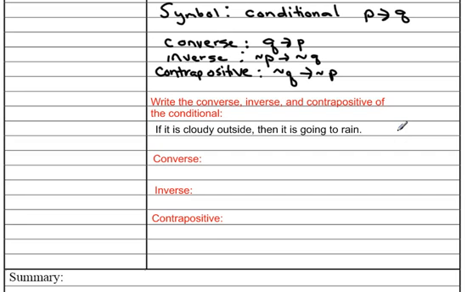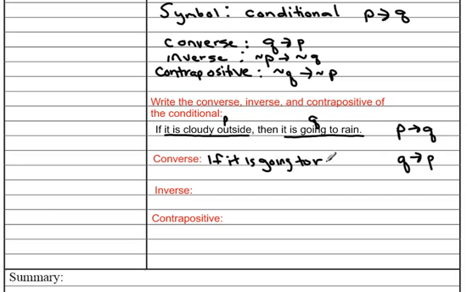So the conditional statement is P then Q. So if it is cloudy outside, where it is cloudy outside is our P, it is going to rain is our Q. The converse says that we flip the statement. So instead of P then Q, we have Q then P. So if replaces the then in this Q. So if it is going to rain, then it is cloudy outside.